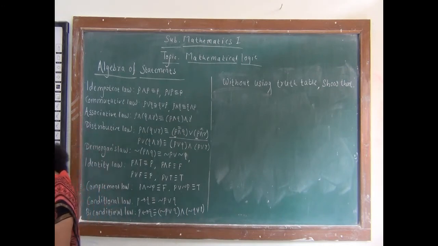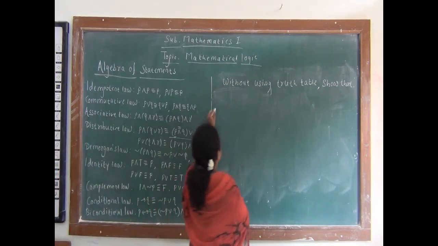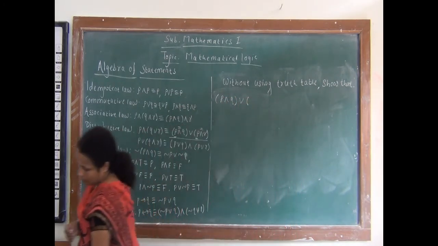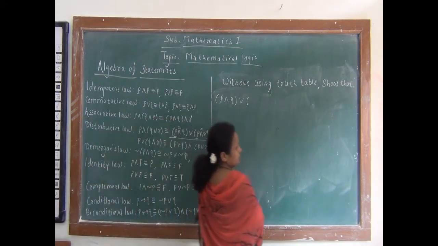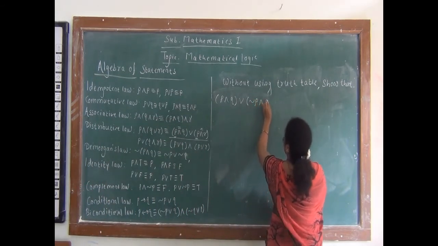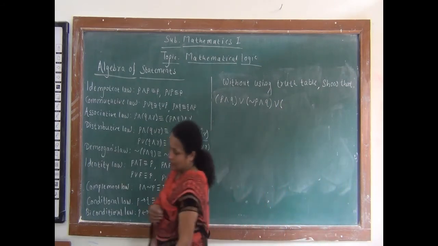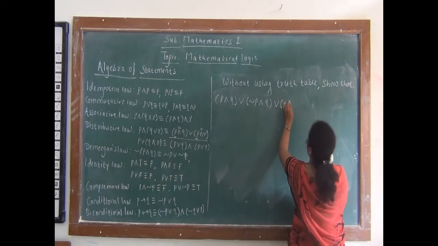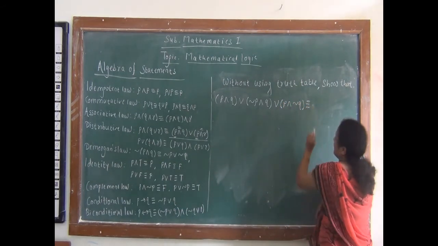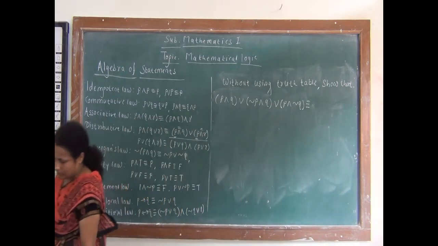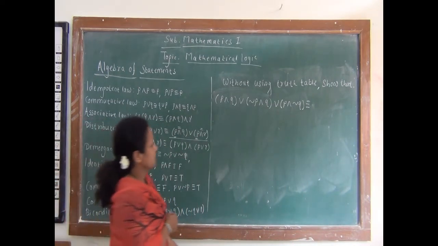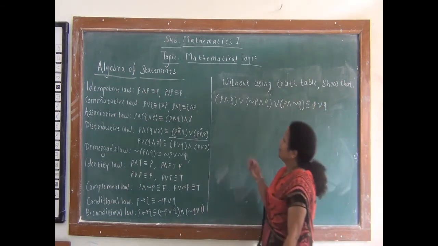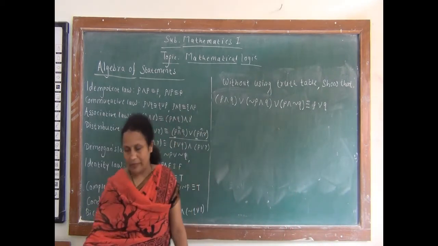And so the statement pattern is P and Q or negation P and Q or P and negation Q equivalent to P or Q. So here we have to do this equivalence without using truth table, that is by laws of logic.